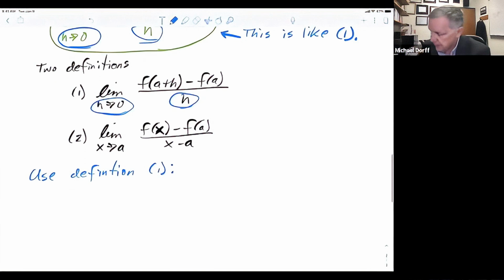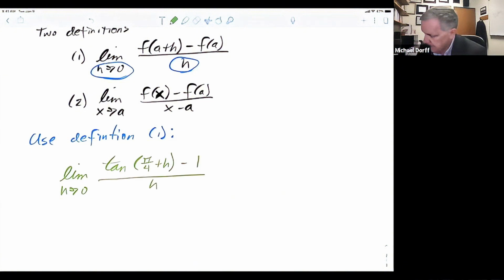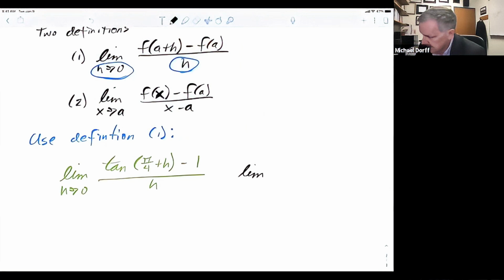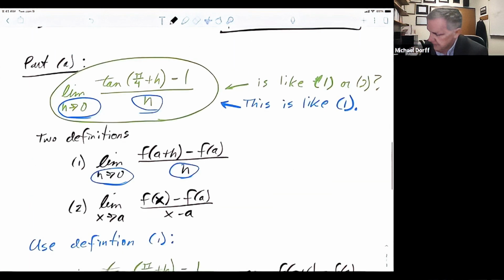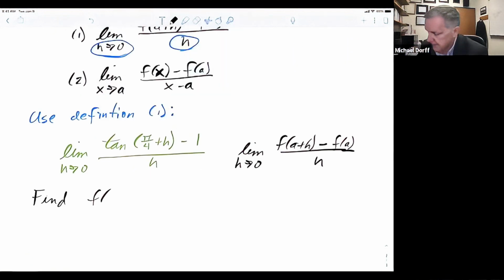So let's rewrite both of these here. Again, I have the limit as h goes to 0 of the tangent of pi over 4 plus h, minus 1, all over h. And in black, the limit as h goes to 0 of f of a plus h minus f of a, all over h. Let me just make sure that's what I started with. Yep. Now we need to find f of x and a.